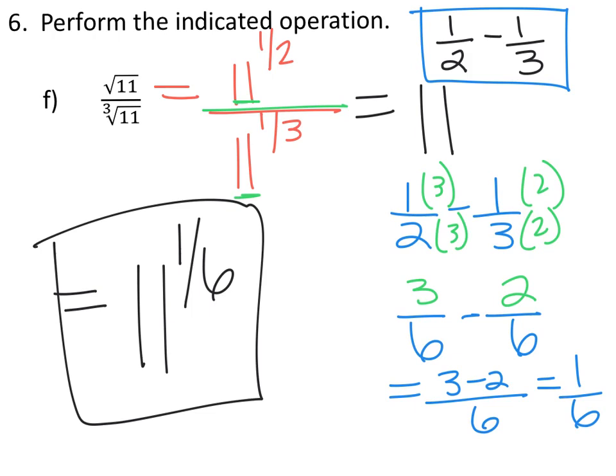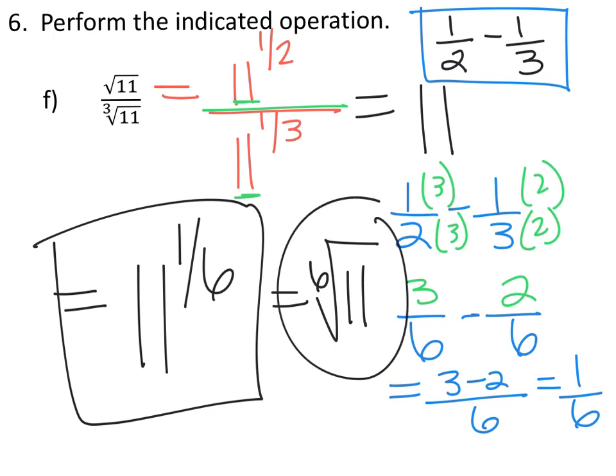We could leave our answer like that, or we could continue and write it back into radical form by saying that is the 6th root of 11. Both answers are equal.